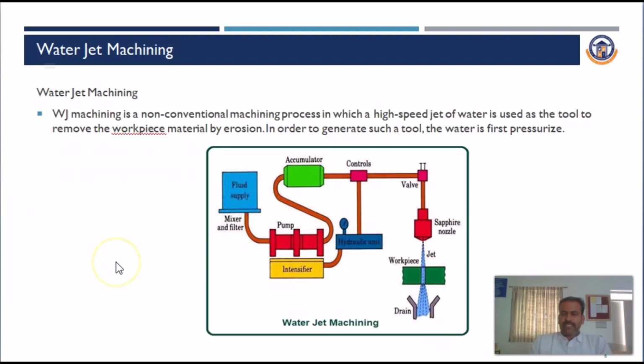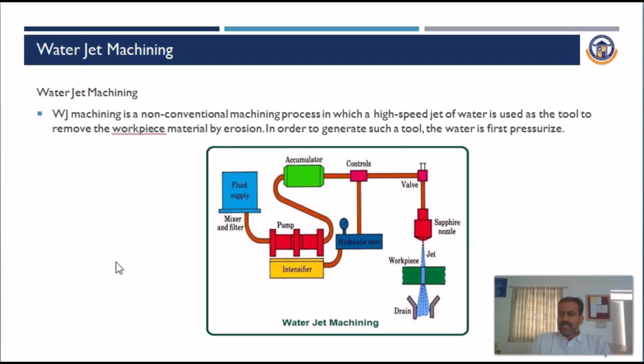The next mechanical energy based non-conventional machining process is the water jet machining process. Compared to the abrasive jet machining process, instead of abrasive, we are using high speed, high pressure water on the workpiece to remove the excess or unwanted material from the workpiece. It is called the water jet machining process. Water jet machining is a non-conventional machining process in which a high speed jet of water is used as the tool to remove the workpiece material by erosion.